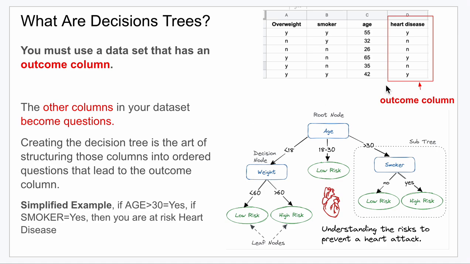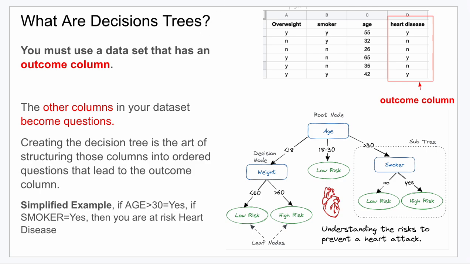So your data set has to have an outcome column, like I said, whether the person has heart disease or not. Now, I think the data set I got was an actual data set from a hospital somewhere of patients. So this is real data of a person did have heart disease or not. And there's a bunch of columns in here that are indicators, like, did they smoke? What was their age? Are they overweight? What was the blood pressure? All that kind of thing.